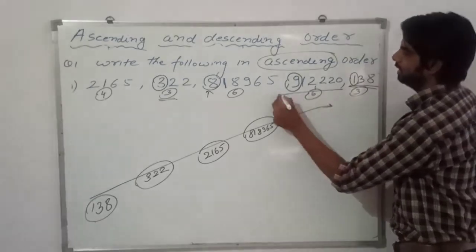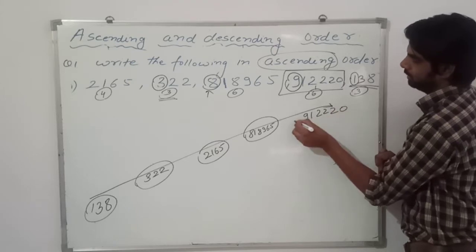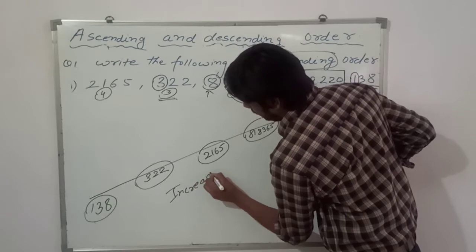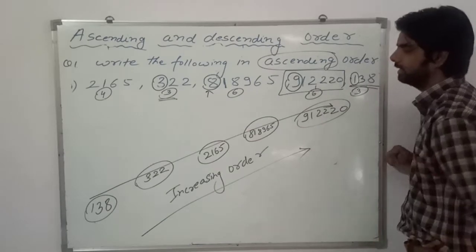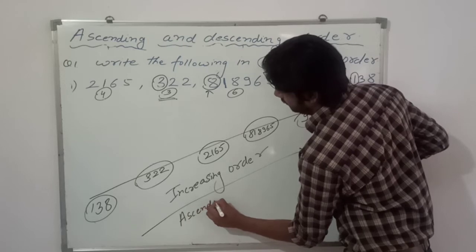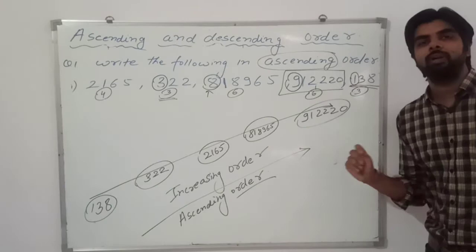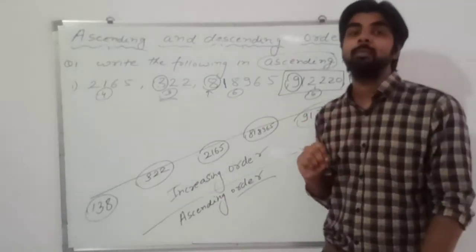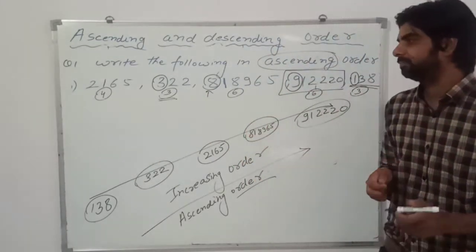And at the last it is the biggest, so it will come at the last: 912220. So the numbers are increasing this side, and this is known as ascending order. This is how you can find out ascending order of numbers, by using comparison of numbers, which we have already learned in an earlier video.